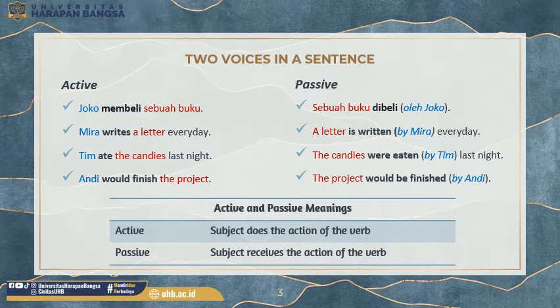Jadi jelas ya perbedaan aktif dan pasif. Untuk active sentence, the subject does the action. Jadi subjeknya melakukan aktivitas. Makanya subjeknya juga bisa disebut sebagai aktor atau agent. Sedangkan untuk pasif, the subject receives the action of the verb. Jadi subjeknya dikenai aktivitas.